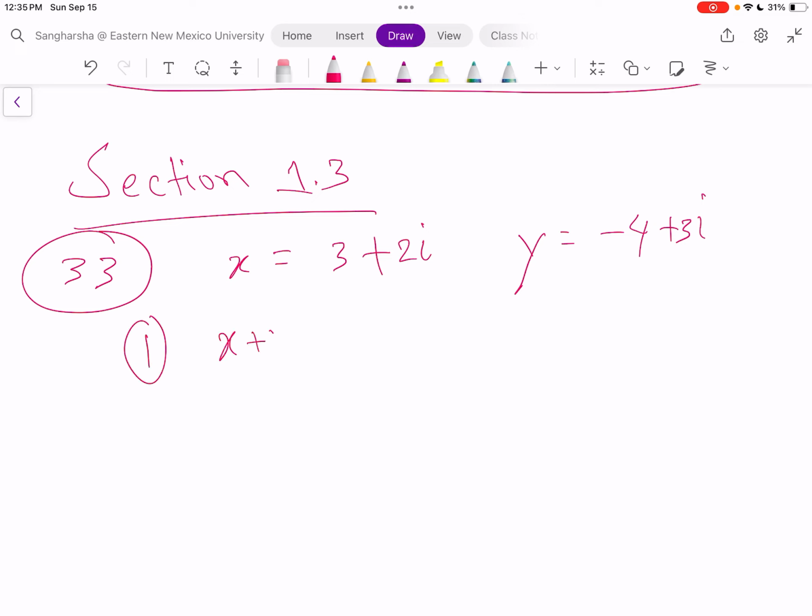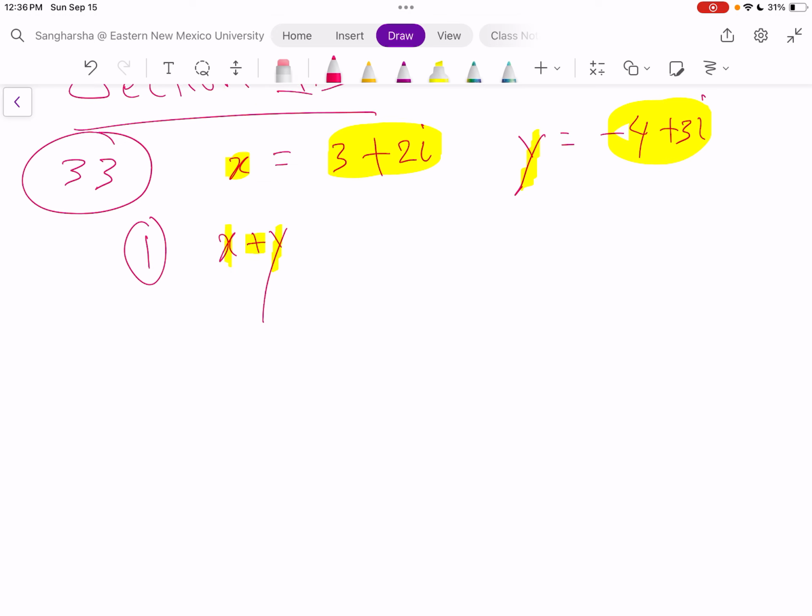So x plus y, your x is a complex number, y is a complex number. Okay, so this is the x, this is y, and you are asked to find the sum of x and y. It means you are adding these two complex numbers. So we substitute x. Our x is 3 plus 2i. Make sure to have parentheses for more than one term. We have plus, our y is -4 plus 3i.